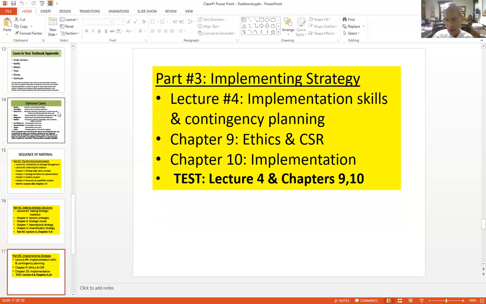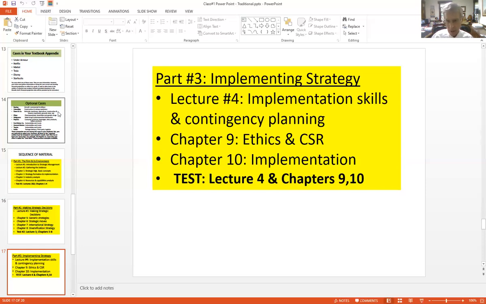And finally, implementation. You can see this is a short section. That's why the test on this part is shorter. But there's a lecture, and then there are a couple of chapters. This is near the end of the course, and the reason I have this section so short, and frankly, the test so easy, is because at this point, you guys are scrambling to finish your case material, getting ready to present it. And so the technical work and the textbook ease off a little bit to give you some breathing room.